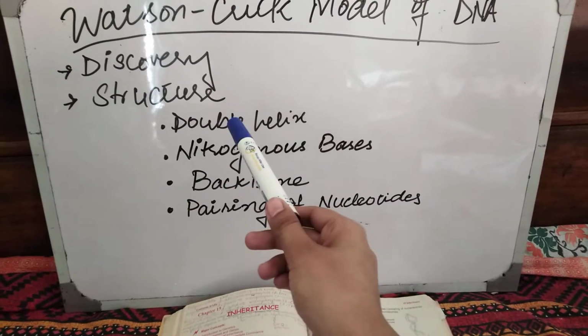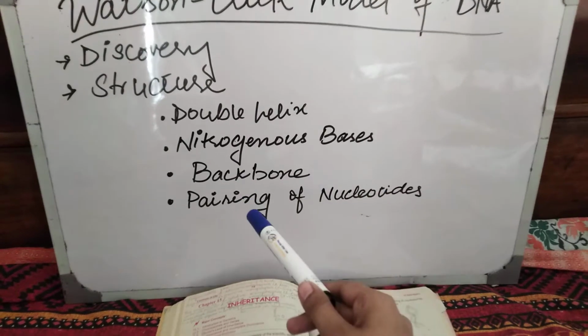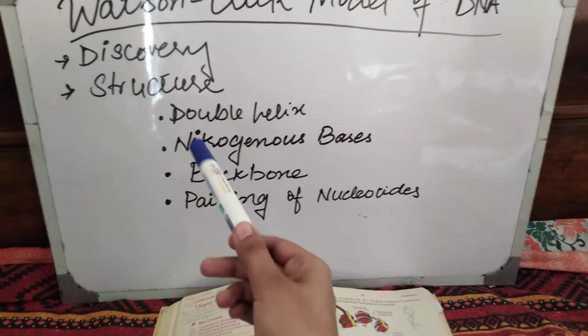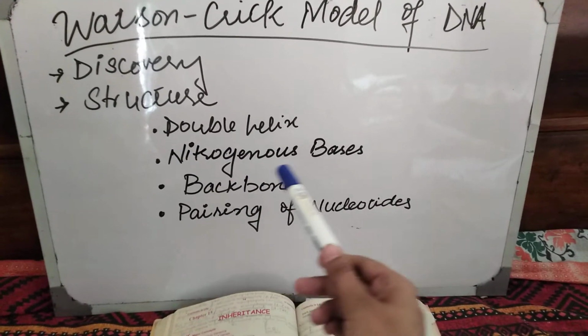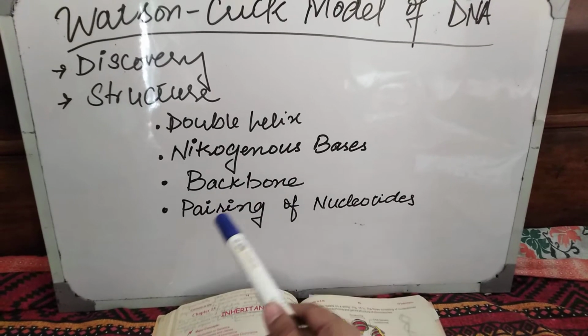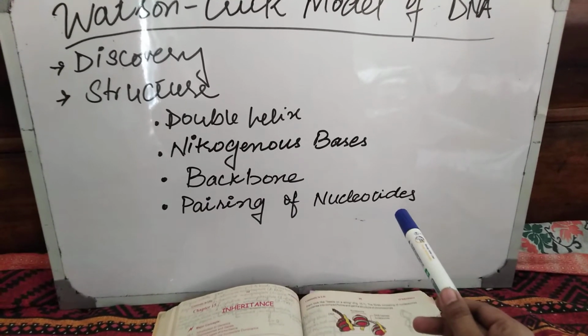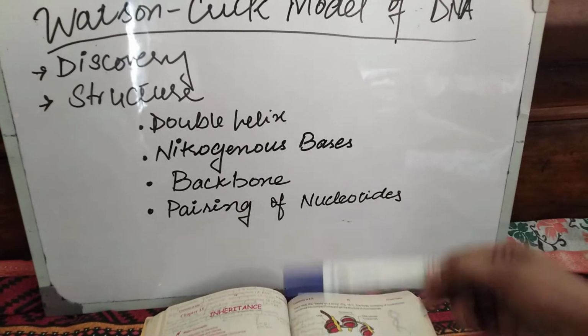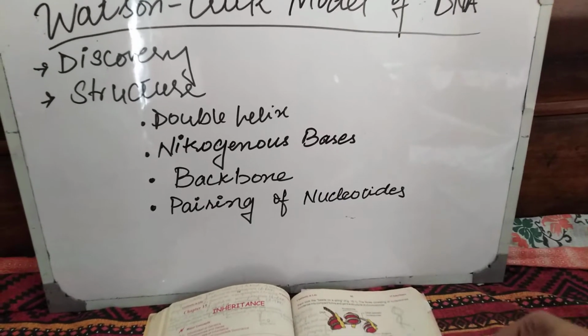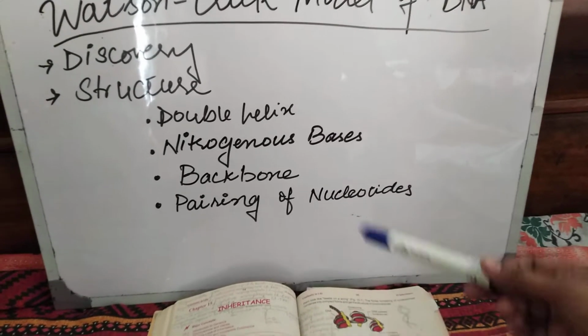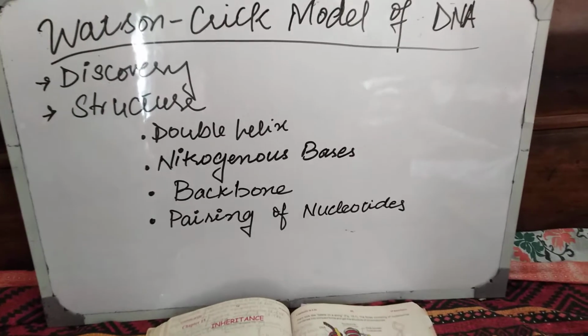Discovery, structure. These are the subheadings which are included in structure: double helix, nitrogenous bases, backbone, and then pairing of nucleotides. We are going to discuss all these structures in sequence. Firstly, we are going to discuss its discovery.